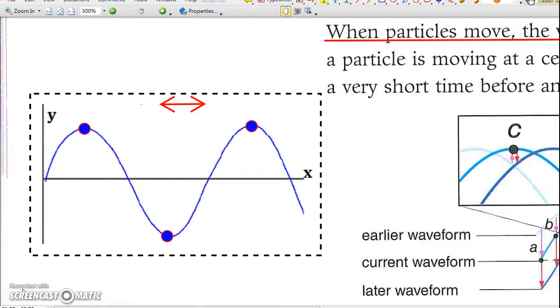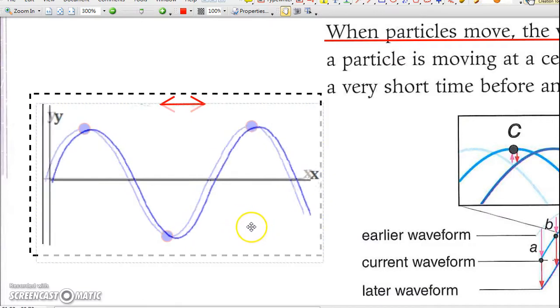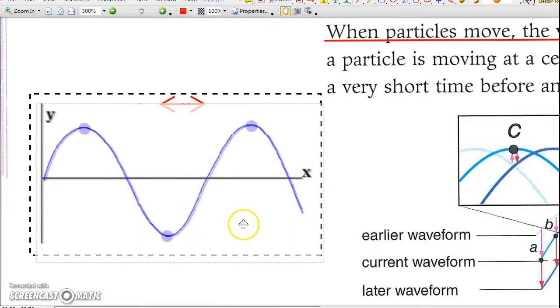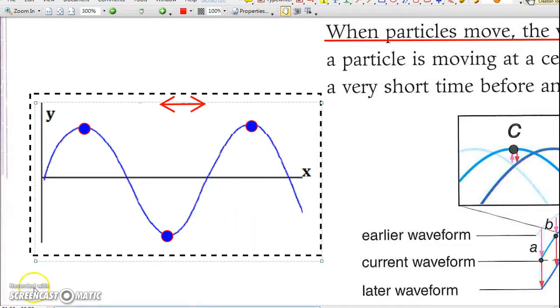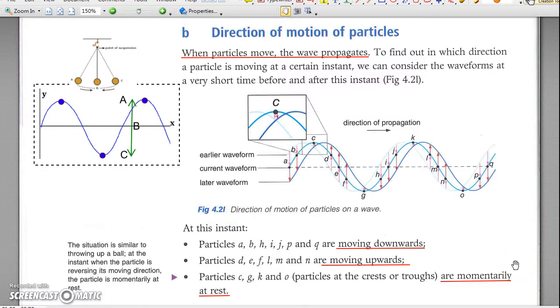And what about those particles at the crests or troughs? They are instantaneously at rest, no matter which direction the wave travels. Remember, all particles vibrate about their own equilibrium positions. Just like a simple pendulum, when the particle is at a crest or a trough, it is the same as a swinging pendulum at its two ends, A and C, where the mass is momentarily at rest.